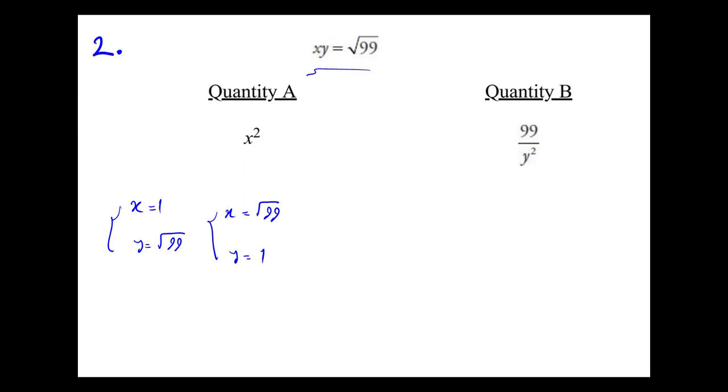For two unknowns, we need two independent equations, so we cannot say. But from this one, we can say that x is the square root of 99 over y: y is multiplied here, comes to this part and goes to the denominator. So x is square root of 99 on y.